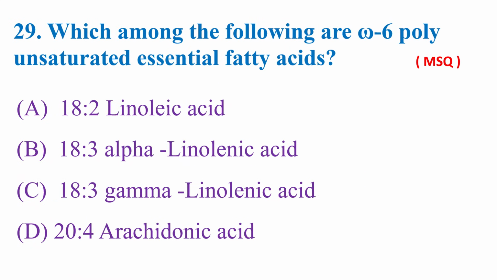Which among the following are omega-6 polyunsaturated essential fatty acids? So omega-6 fatty acids, we know they have the first double bond at the sixth carbon from the methyl end, that is the omega end. They belong to the linoleic acid family, and they are important for cell membrane structure, for growth and development, and for the synthesis of these icosanoids.